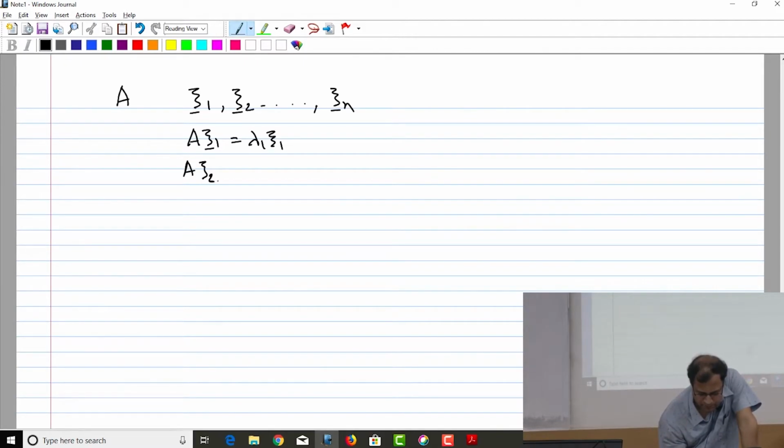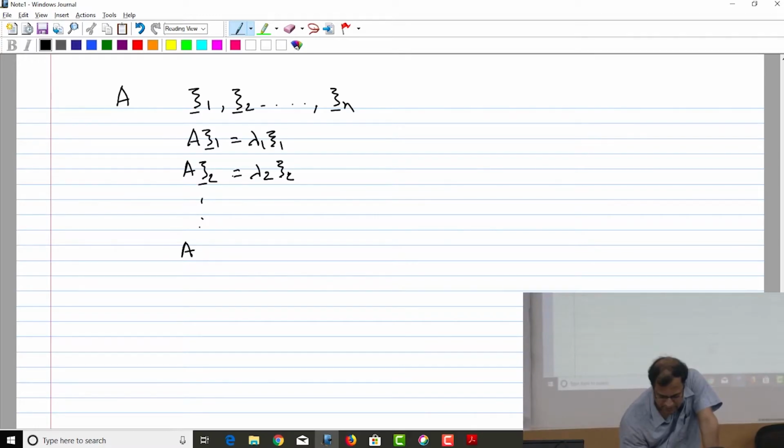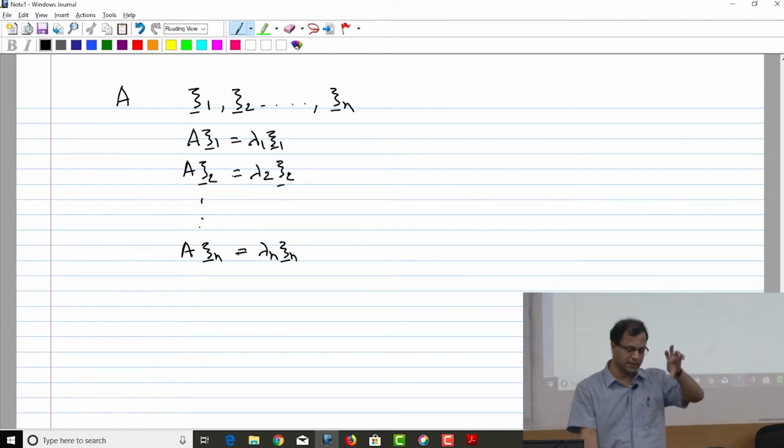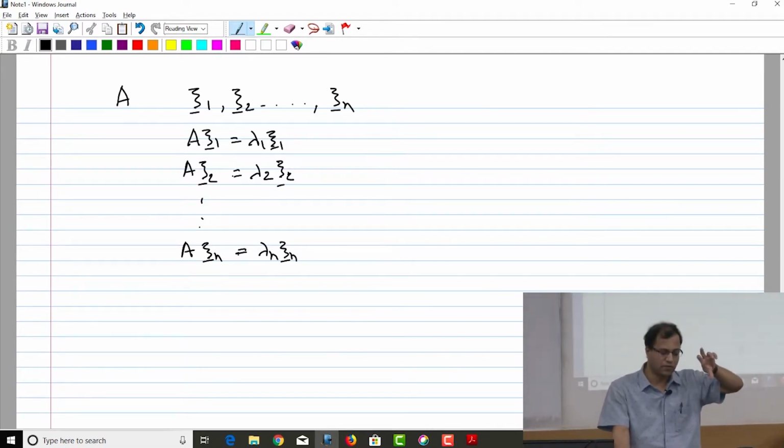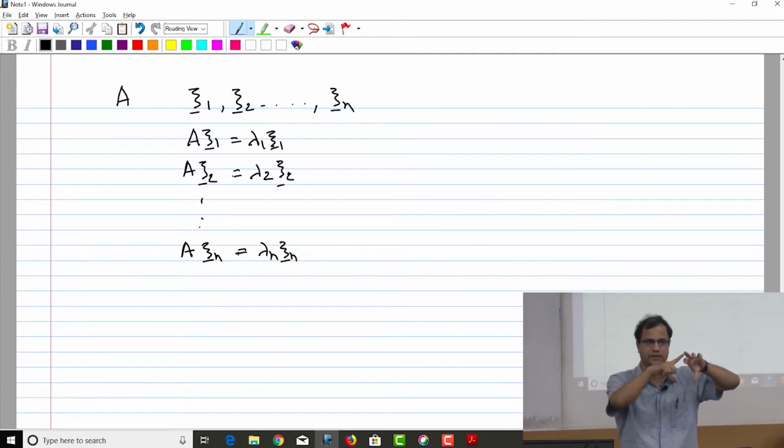A xi2 equals lambda 2 xi2, and A xin equals lambda n xin. So we are taking n vectors. We have now found n vectors from Rn and their mapping for the square matrix. In case we are able to find these n independent eigenvectors corresponding to a matrix, then we have the explicit mapping between those vectors and their images.